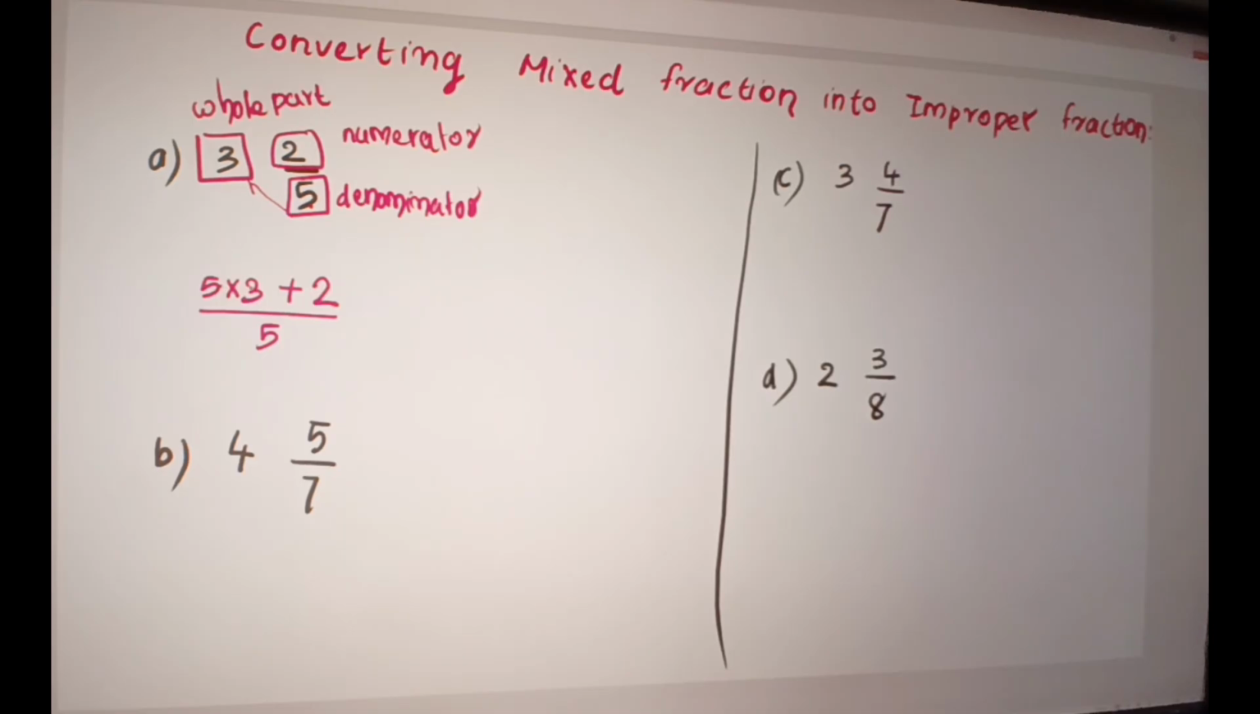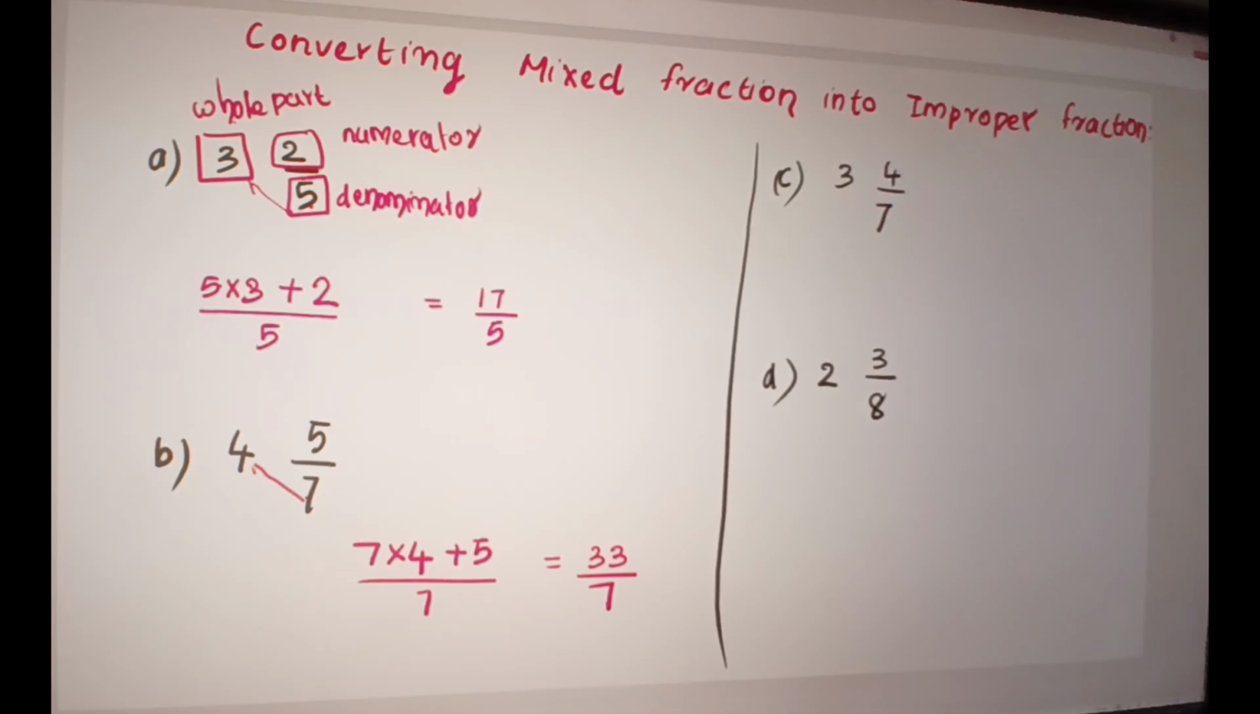So 5 times 3 is 15. 15 plus 2 is 17 over 5. So what is the step? You multiply the denominator with the whole part. Then you add the numerator. You will get the answer. So next is 4 and 5 over 7. You multiply the denominator with the whole, then you add the numerator. So 7 times 4 is 28. 28 plus 5 is 33 over 7.